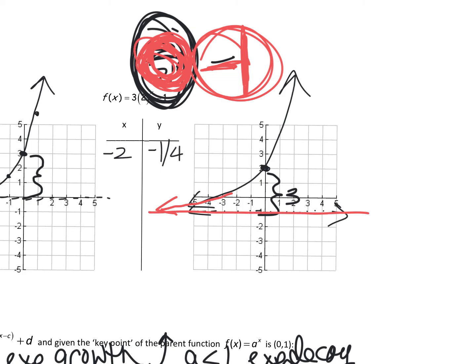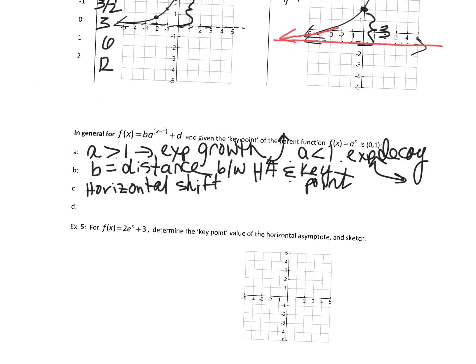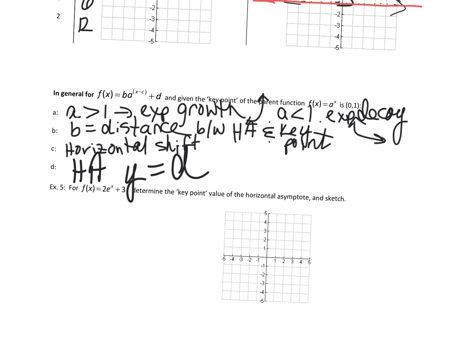And that's why we have our horizontal asymptote right there. So D is equal to our horizontal asymptote. That's the y equals. So y is equal to D. Okay, so now let's sketch.